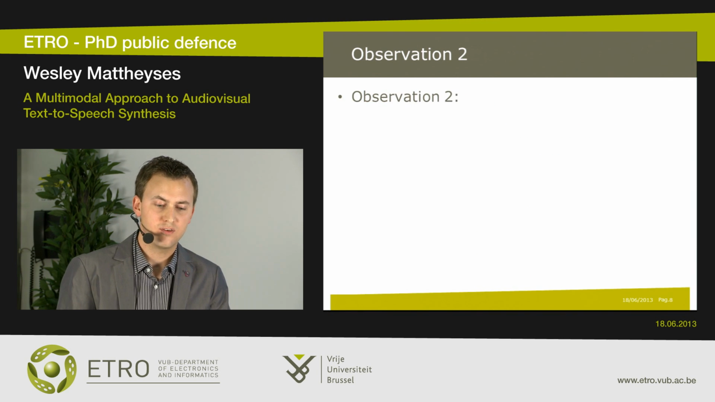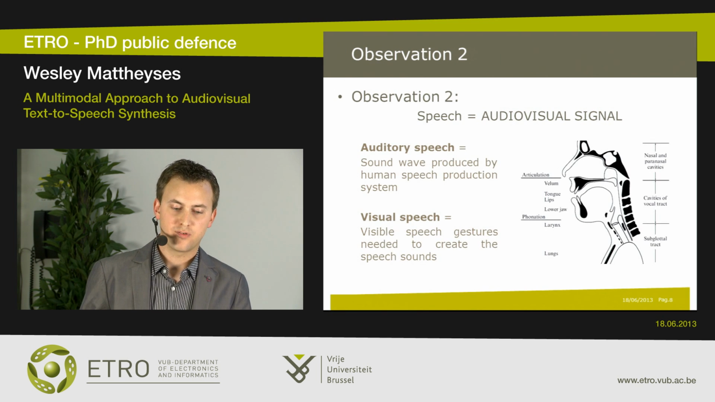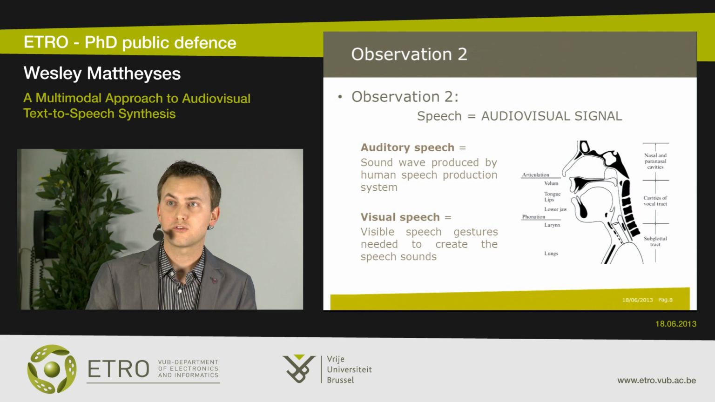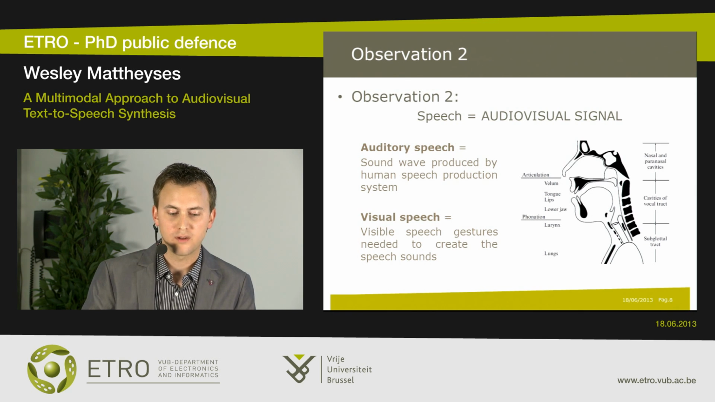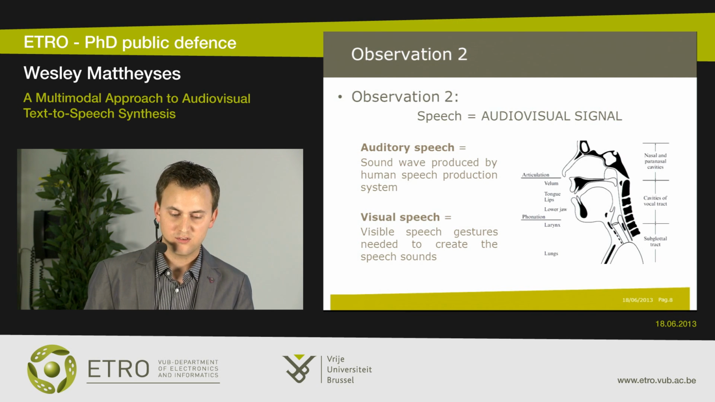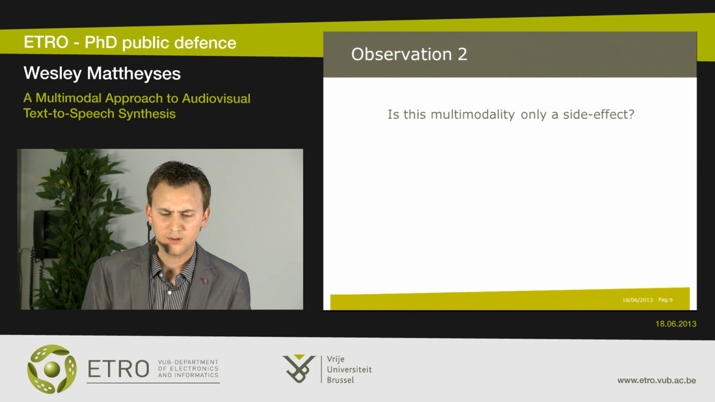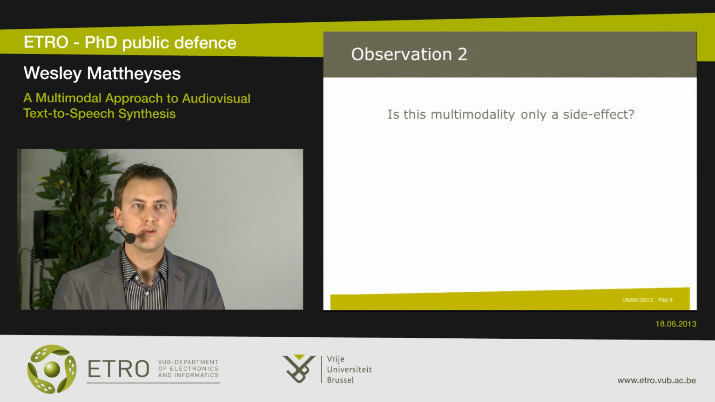The second observation is the fact that speech is a truly audiovisual signal. You have an auditory speech signal, and this is just a sound wave that is produced by the human speech production system. Now, some of the articulators of this speech production system are visible to the outside, for instance, the lips. And now the variations of these visual articulators while uttering the speech sound, these variations describe a visual speech signal. Now you can wonder, is this multimodality not only a side effect?